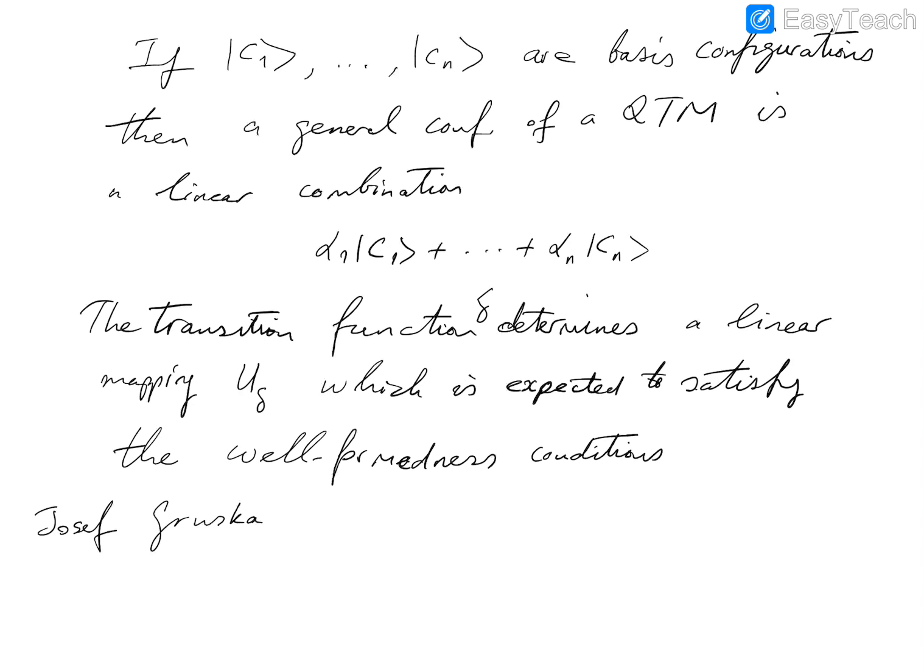The difference appears when we don't measure the state of the machine at each stage. We just measure it once at the end of the computation.